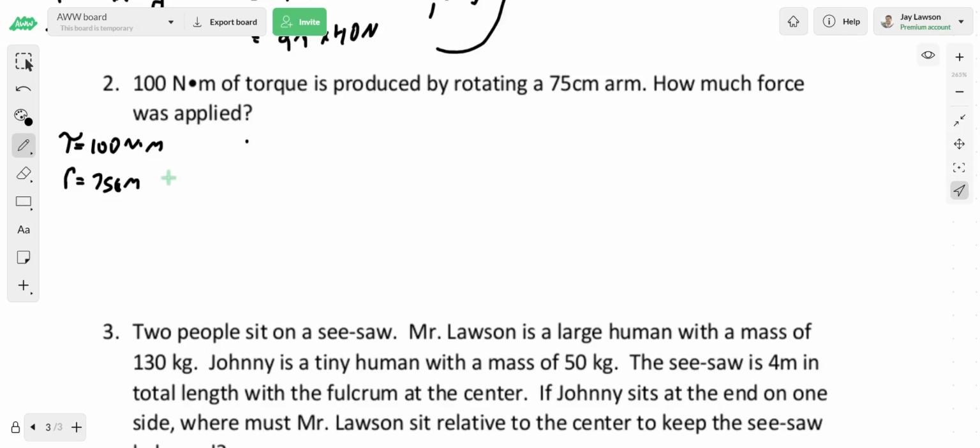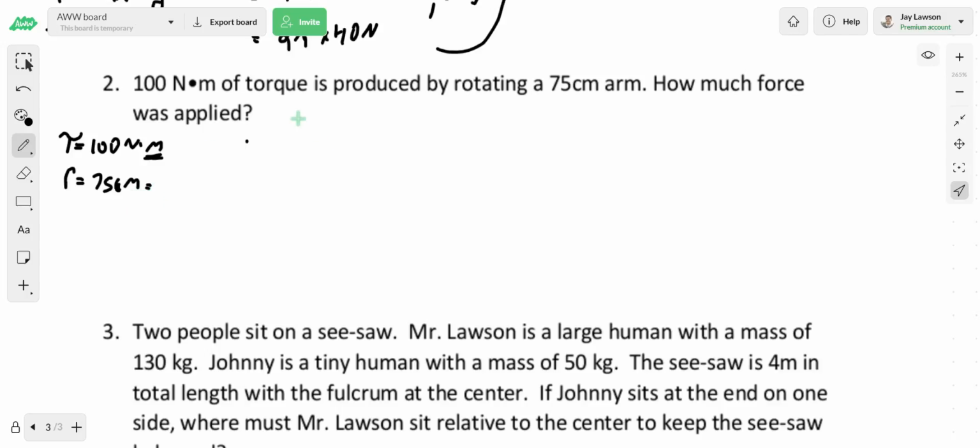Now, what issue do you see here? Well, torque is in Newton meters. This is 75 centimeters. Do you see a dimensional issue here? You should have nodded your head yes as you're watching this video. We need to convert centimeters to meters in order for us to get the correct answer.